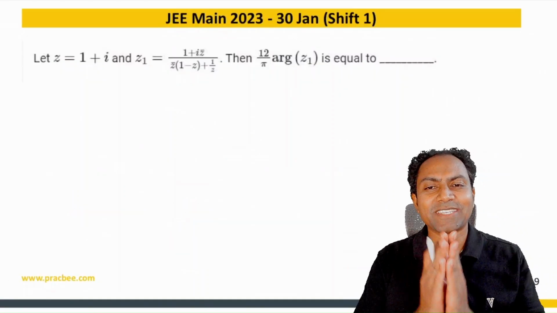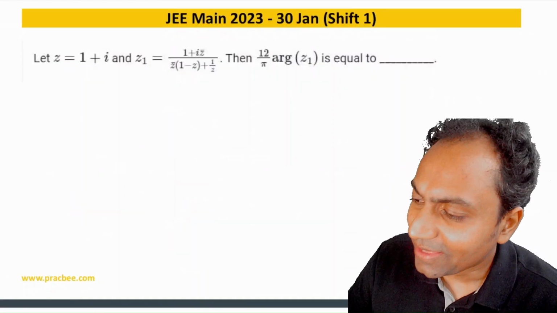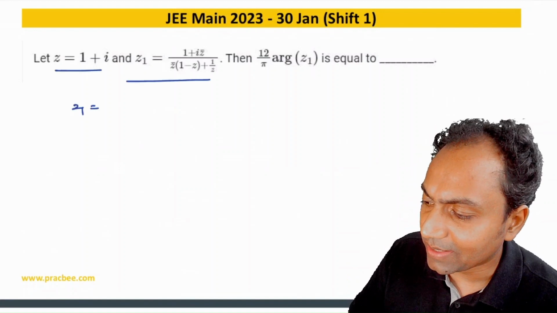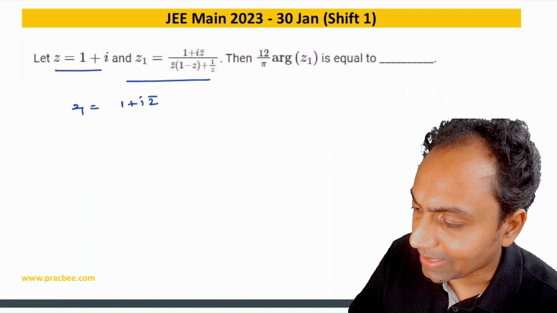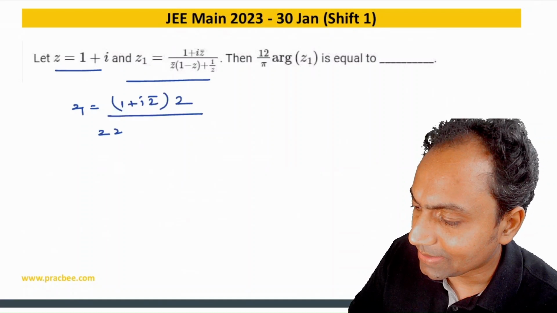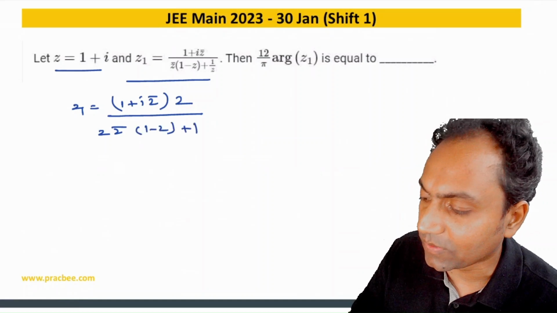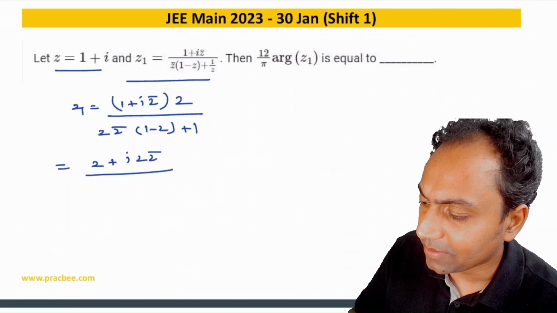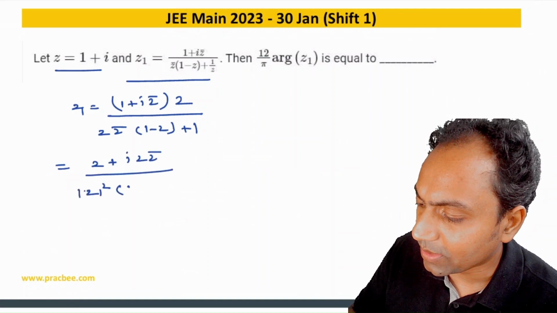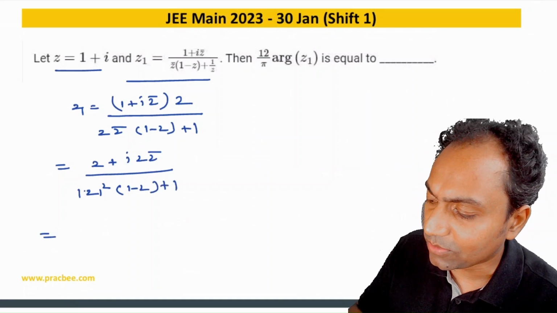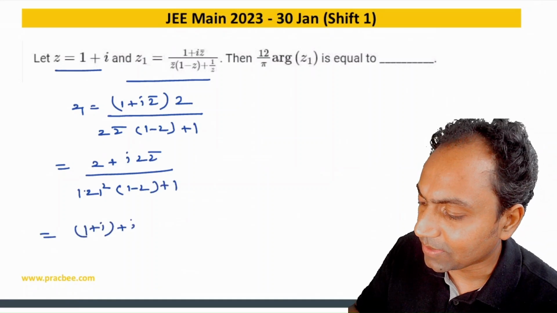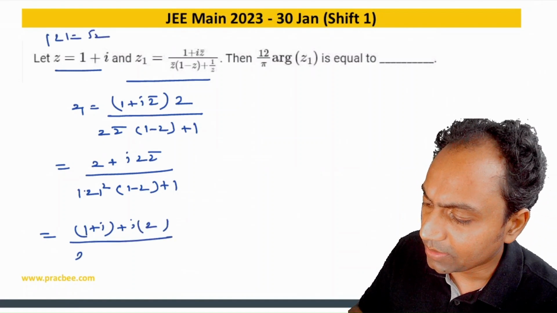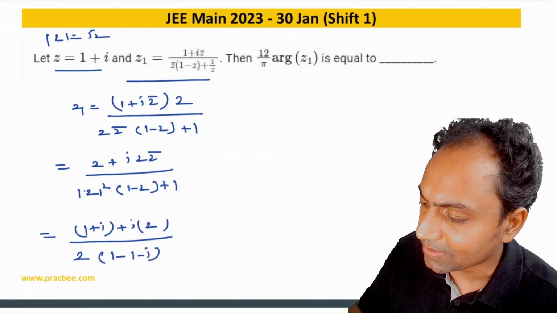Now let us look into this very simple next question that came in 2023. In this question, they have given the value of z and z1 in terms of z. So if I simplify z1 by taking the LCM in the denominator, it becomes 1 plus i z bar into z by z z bar into 1 minus z plus 1. And if I open this bracket, this is z plus i z z bar, which is mod of z whole square into 1 minus z plus 1. Now let us put the value. So it becomes 1 plus i in place of z. Mod of z is root 2, so mod of z whole square will become 2. This also becomes 2. This is 1 minus i plus 1.